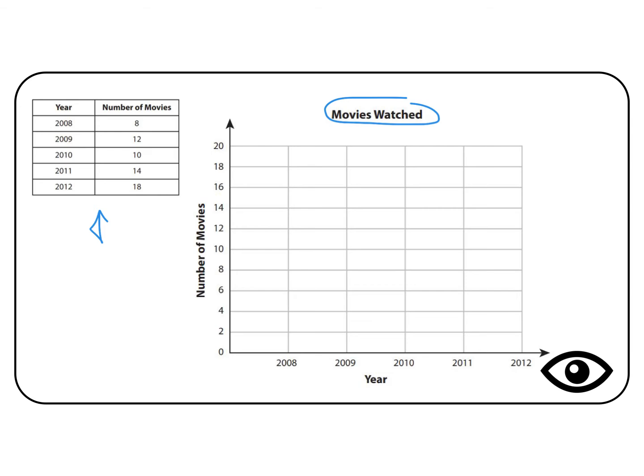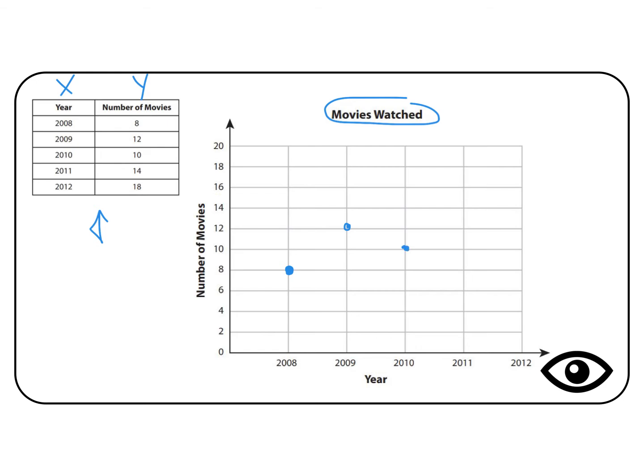Let's plot these points. Remember that our X in this case is going to be our year, and our number of movies is going to be our Y. So in the first example, I'm going to go to the year 2008, and I'm going to make a point at the number 8. Then my next year is 2009, and in 2009, they watched 12. So over to 2009 and up to 12. My next point is 2010 and 10. So 2010 and then up to 10.